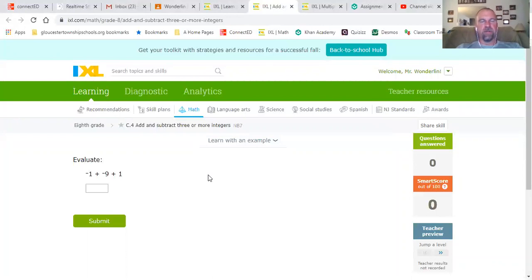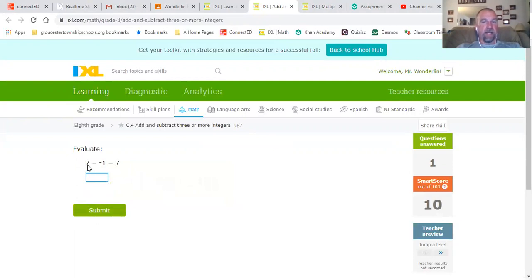There are different ways to do it. Some ways work better in some situations than others. You kind of want to look at the problem and decide what your best bet's going to be. In this problem, for example, I see a negative one, I see a positive one. Well, they're opposites, and if you have a negative number and a positive number that are opposites, you add them together, you get 0. So this negative one and this positive one add together to make 0. The only thing left is -9, so that's got to be my answer, -9.